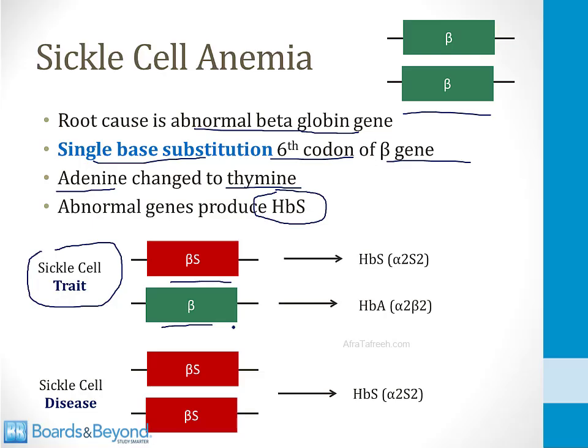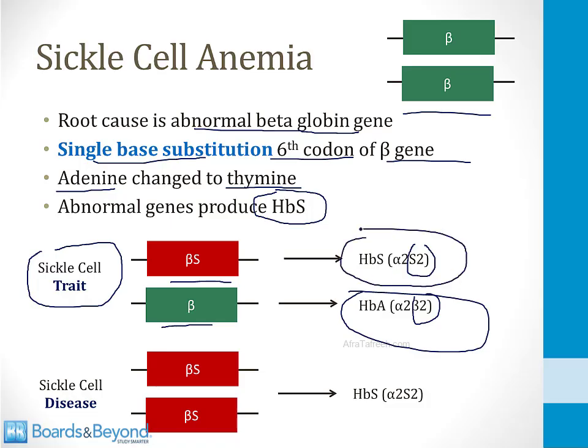The normal beta globin gene forms normal beta globin proteins, and those can be matched with alpha globin proteins to make hemoglobin A. The abnormal gene, however, makes abnormal beta globin proteins, and when those are linked up with alpha globin proteins, they form hemoglobin S. Children who are born with sickle cell disease have 2 abnormal beta globin genes. As a result, they can't make any normal hemoglobin A, and they make only hemoglobin S.